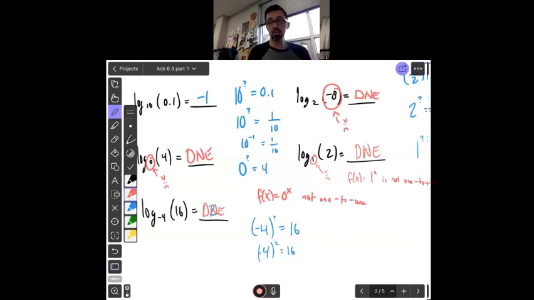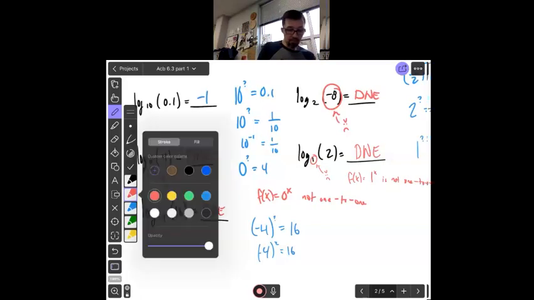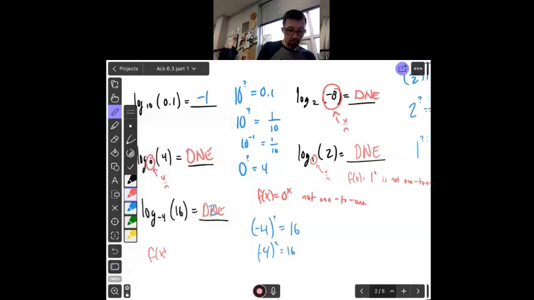Log base -4 of, like, 64. I'm trying to think of numbers that are powers of 4. Log base -4 of 64. There's no answer for that. So I picked one of the few numbers that would actually give us an answer, but most numbers within the parentheses there would not give us answers. And so this one also does not work. And again, for the same reason: -4 to the x power is not 1 to 1.